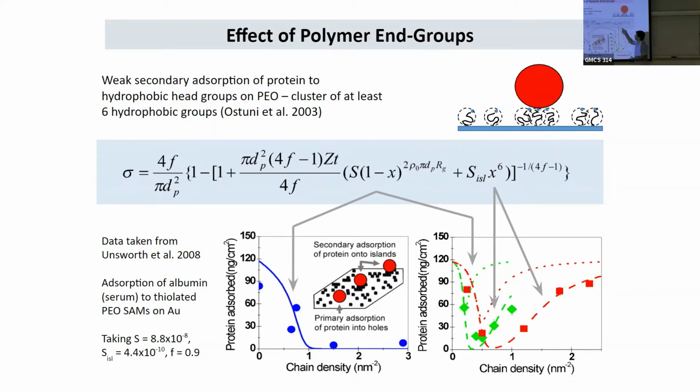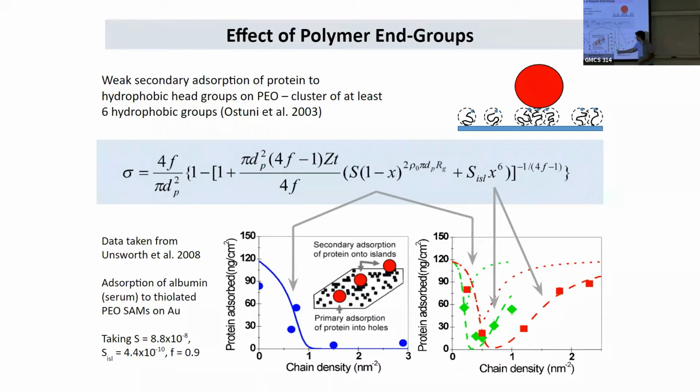And so we again modified our equation with a sticking probability to this island where you have at least 6 of these hydrophobic heads stuck together, right? And if that happens, then instead of sticking to the surface, the protein sticks on top of the island. And yeah, you can sort of recreate the curve.